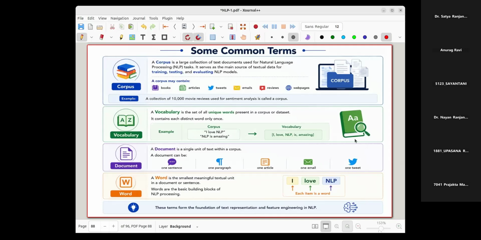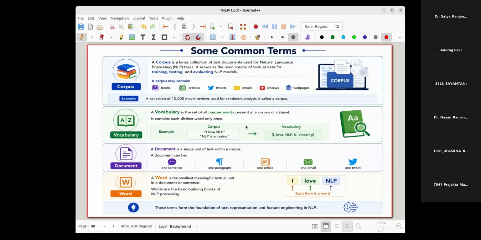The corpus may include books, articles, tweets, emails, reviews, or the contents of web pages. Whatever text you collect, you can put in a corpus. In general ML terms, we call it a data set, but in NLP, we call it a corpus. Okay. So second is vocabulary, which is very important.